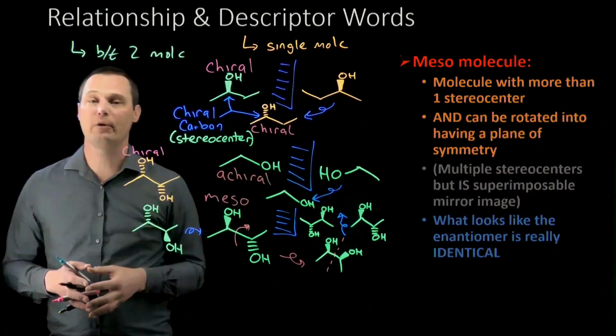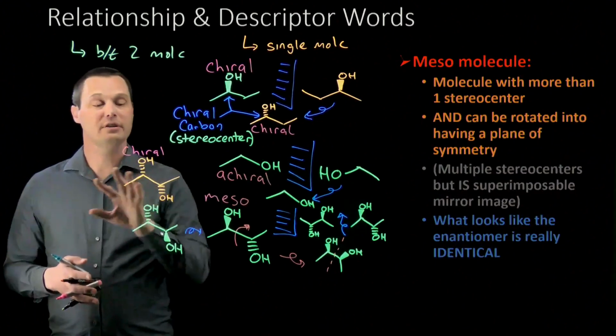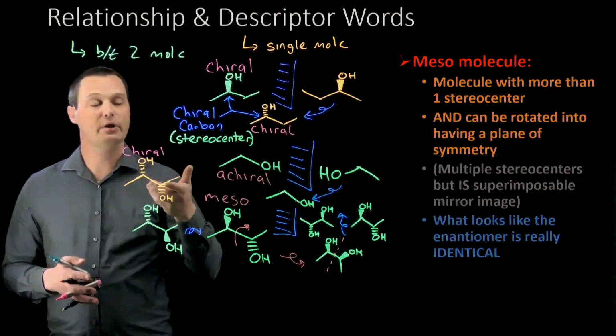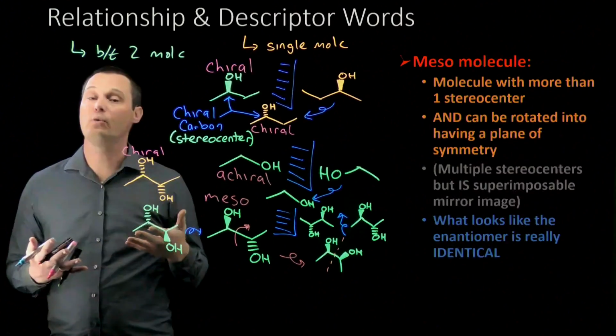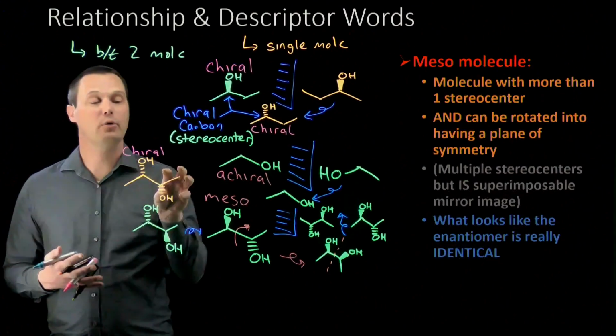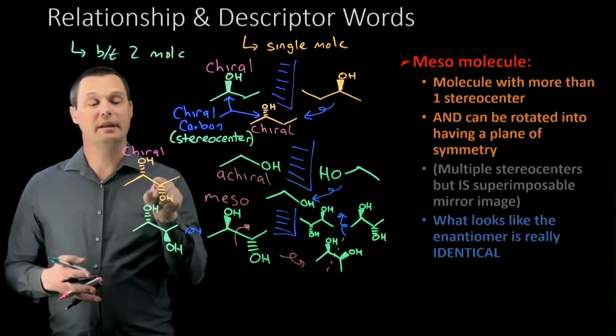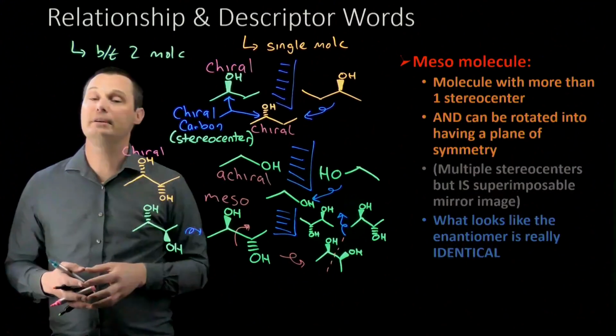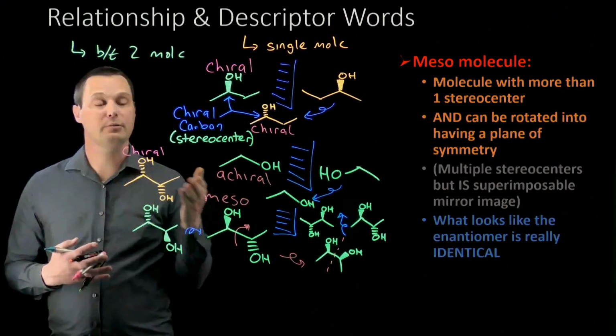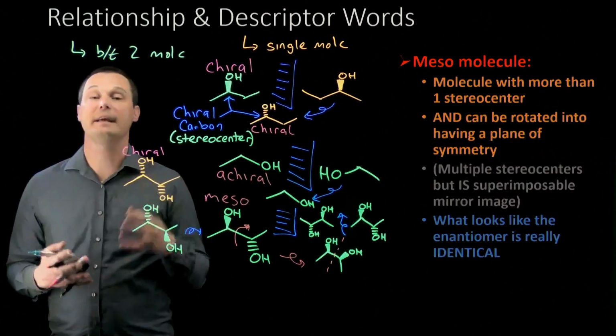That's our definition of a chiral molecule. It has multiple stereocenters, but it has no plane of symmetry. If you try and rotate it into having a plane of symmetry, you won't be able to find one. It is a molecule with more than one stereocenter and no plane of symmetry. That's a chiral molecule. If you try and draw the enantiomer of this molecule, it is not going to be superimposable on the original. The enantiomer is really a different molecule, and it is a chiral molecule.